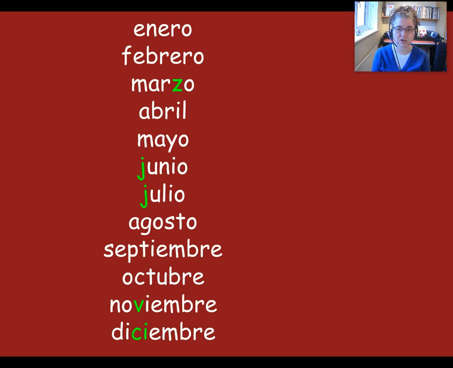Then June and July both begin with a J, and in Spanish, a J makes a ch sound. So we have to say junio and julio. Have you noticed that those two months are only one letter different in Spanish? We have to say them very carefully so that we can hear the difference between them.